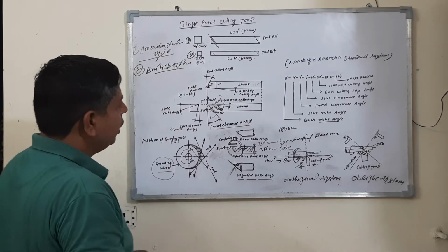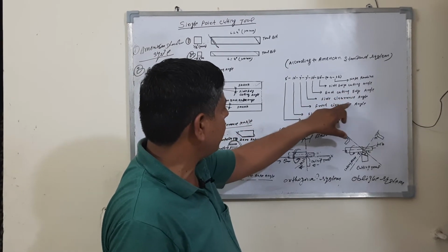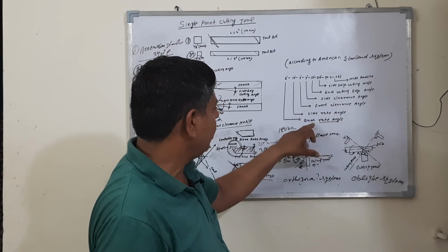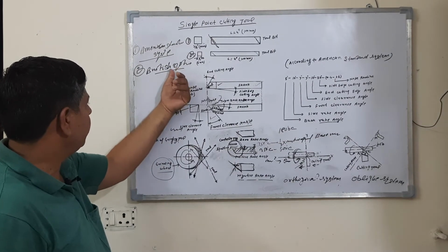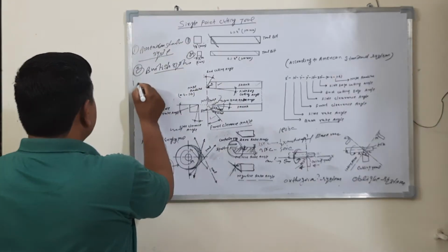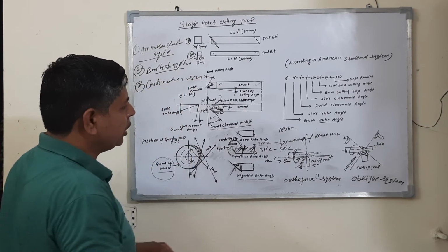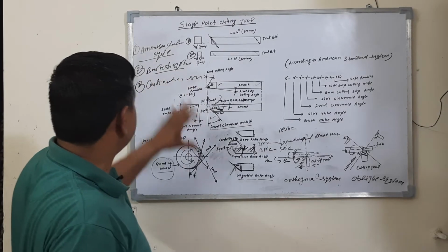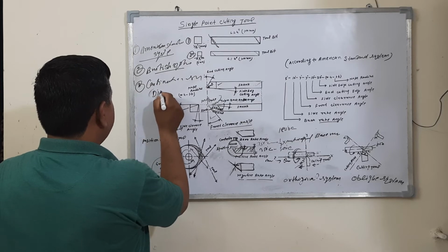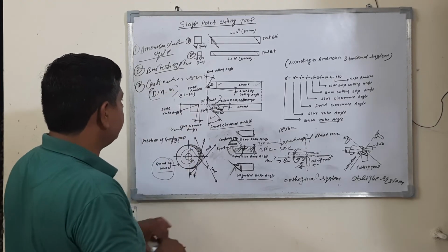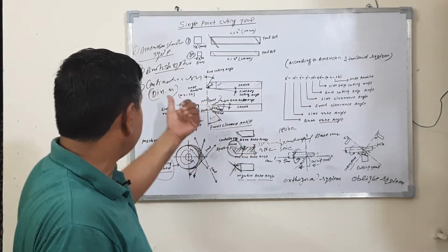In the British system, side rake angle, end cutting angle, side clearance, front clearance, and back rake angle are used. These terms are used for the British standard system. Number three is the Continental system. Continental means the DIN system is used. DIN is generally used in Germany. This type of tool is used in the DIN system.